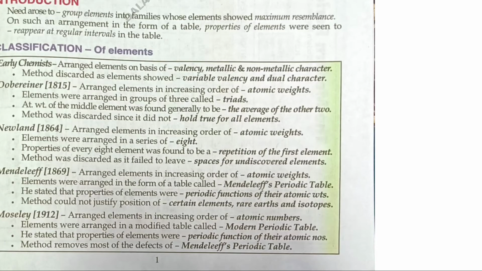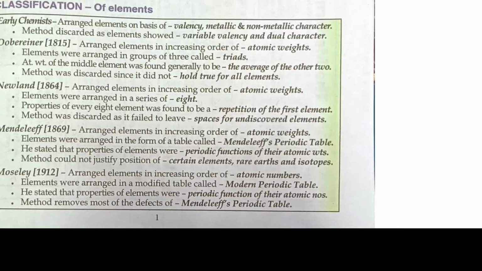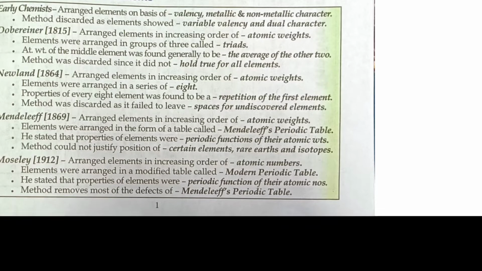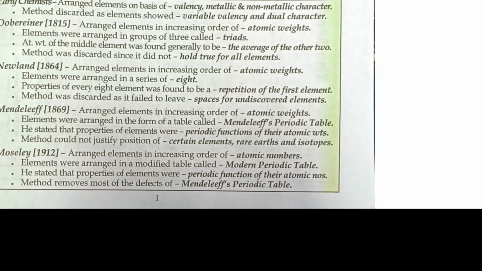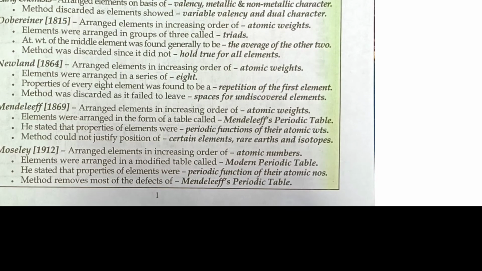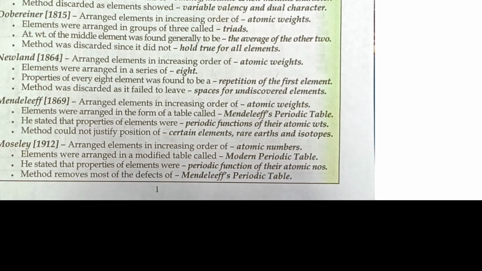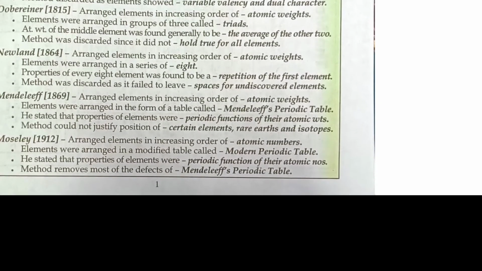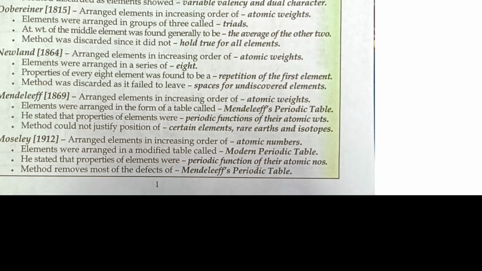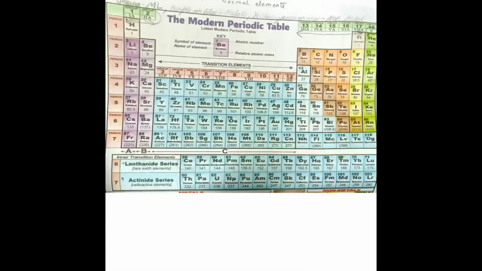Henry Moseley's periodic table is also known as the modern periodic table, and it depends upon atomic number, that is the number of protons or number of electrons. Elements were arranged in a modified table called the modern periodic table. He stated that properties of elements were a periodic function of their atomic numbers. This method removes most of the defects of Mendeleev's periodic table.